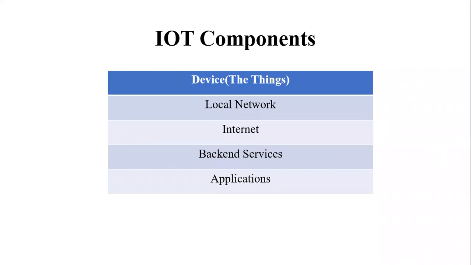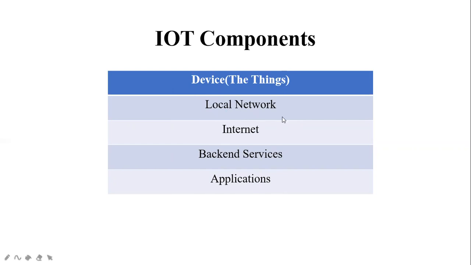So first slide, as we already know, networking consists of so many components which are required to make your IoT system. First one is your devices. Second one is your local network. Third one is the internet, fourth one is backend services, and fifth one is applications. Devices you know already, sensors and actuators will come under this.